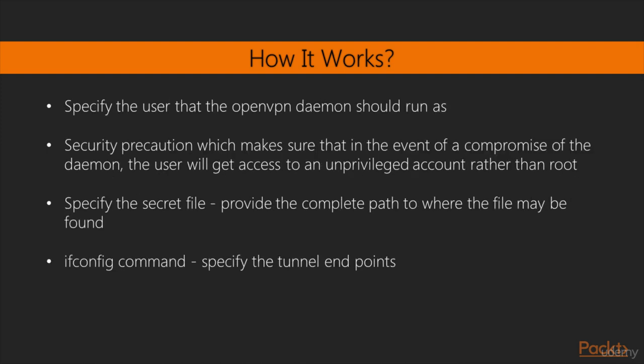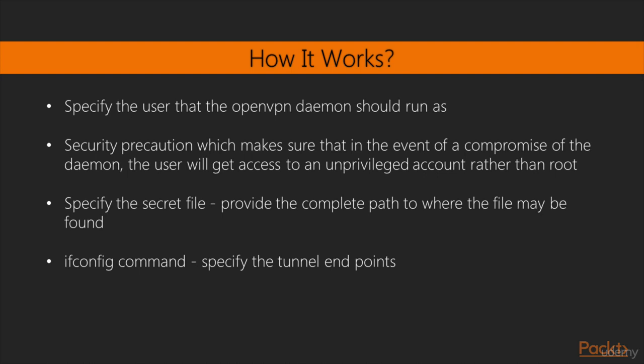Next, we will specify the user that the OpenVPN daemon should run as. This is a security precaution which makes sure that in the event of a compromise of the daemon, the user will get access to an unprivileged account rather than root. Next, we specify the secret file. You'll want to provide the complete path to where the file may be found. In our example, we've used the OpenVPN configuration directory used on Ubuntu systems.